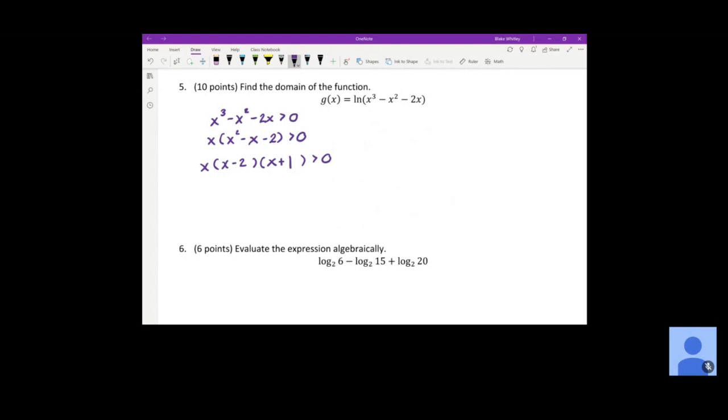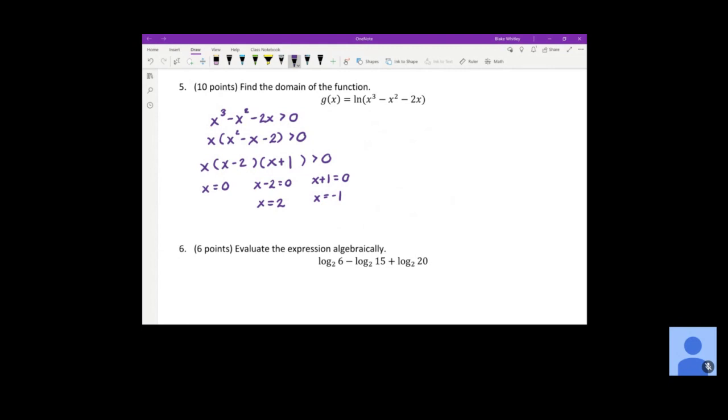Now that we've got that, what are we going to have to do next? Good. Set each of our factors equals 0. So we have x equals 0, we have x minus 2 equals 0, and we have x plus 1 equals 0. So the first factor there is solved. Don't need to do anything to that one. Second one here, when I add the 2, I should get x equals 2. And the last one, when I solve, I should get x equals negative 1.